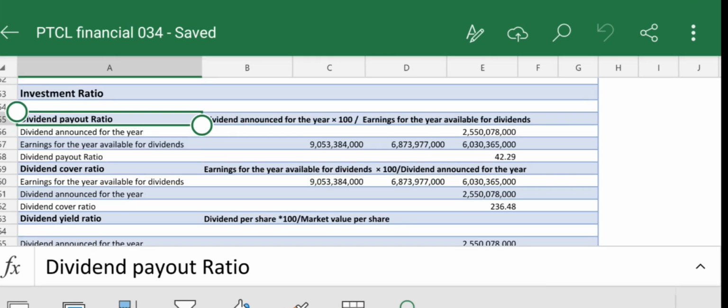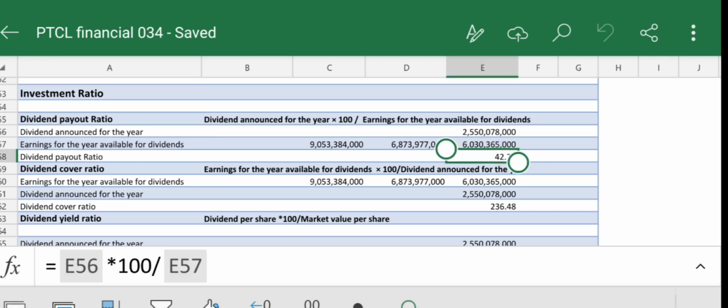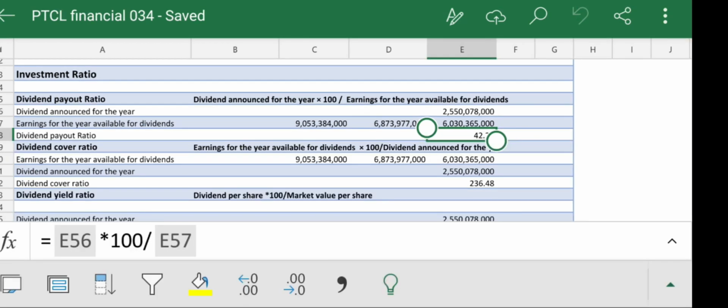Firstly, we discuss the dividend payout ratio. The formula of the dividend payout ratio is dividend announced for the year divided by earnings for the year available for dividend, multiplied by 100. The dividend announced for the year is taken from the cash flow statement, and earnings are available in the income statement. Then put them into the formula and get the answer. PTCL paid 42% dividend in 2020.